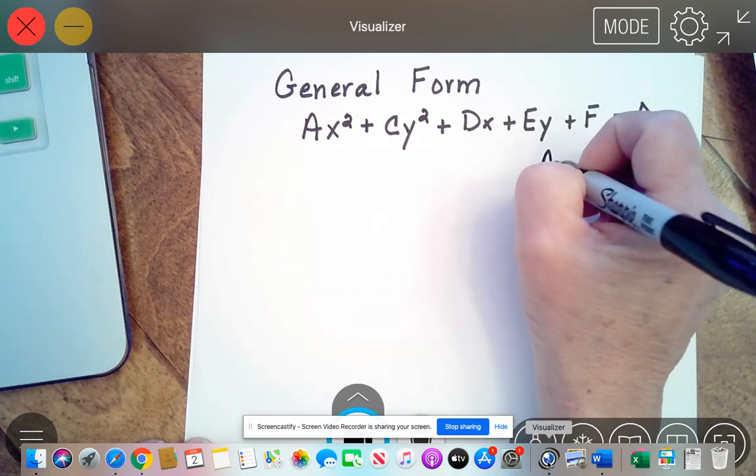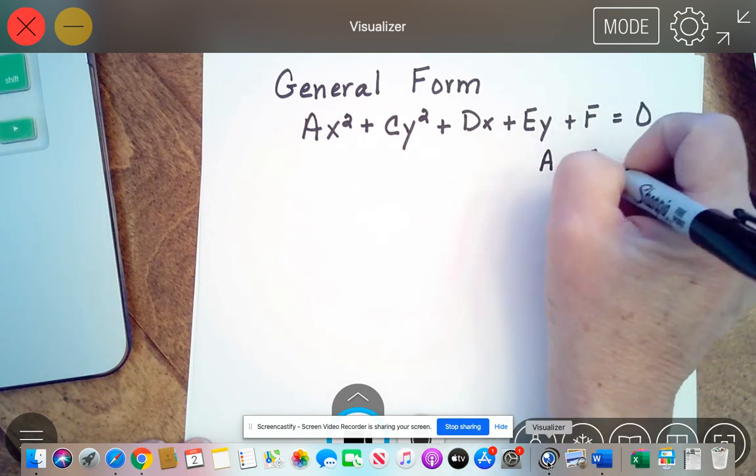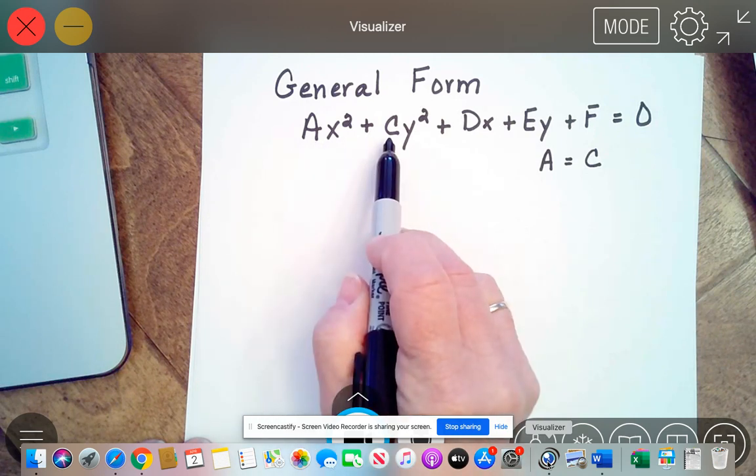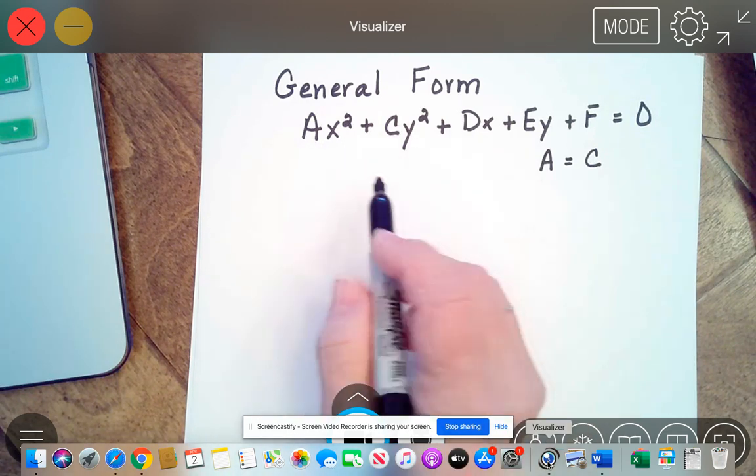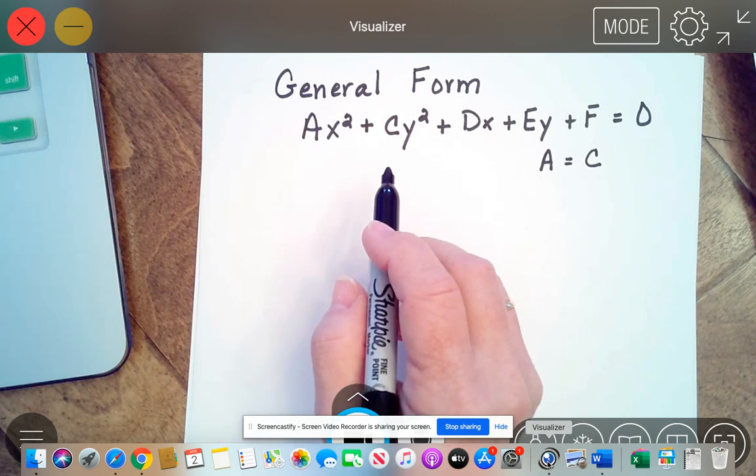Another thing that's very important, A has to be equal to C. These coefficients have to be the exact same, all right, for it to be a circle. If not, we have an ellipse or something of that sort.